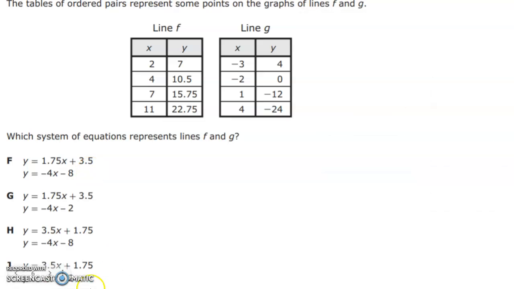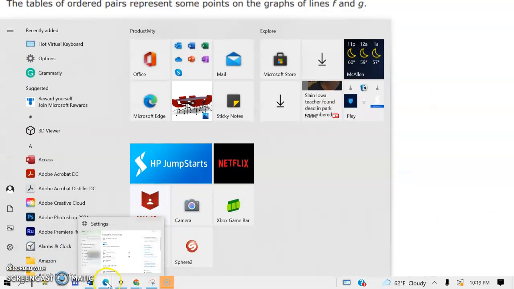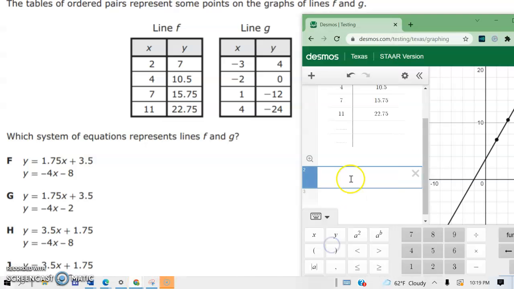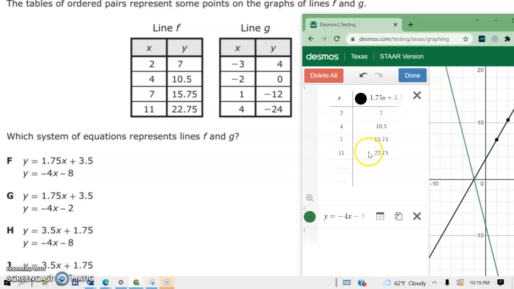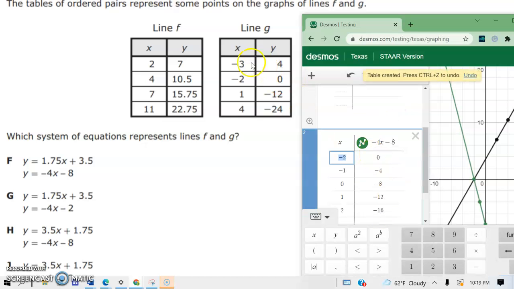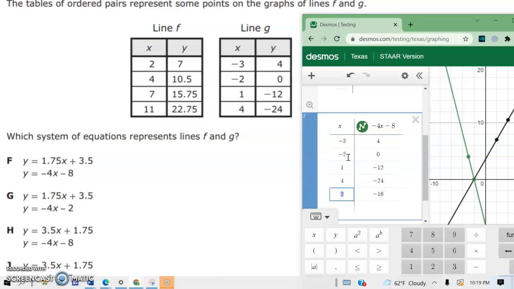So it's going to be y equals, let me open up decimals right here, y equals negative 4x minus 8. Again, we're still in number 1. Convert that to a table. Now we're going to type in these values here: negative 3, negative 2, 1, and 4. Let's delete this one, we don't need it. Let's check those values: 4, 0, negative 12, negative 24.